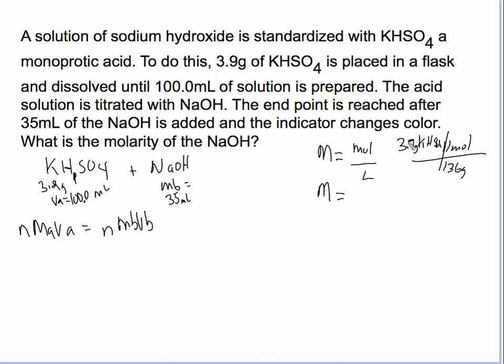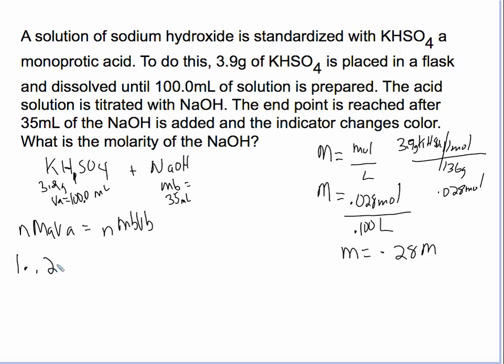So if you take 3.9 times 1 divided by 136, you get about 0.028 moles. Then you'll plug in 0.028 moles and divide that by 100 milliliters, but we have to change that to liters. So that's going to be 0.100 liters. So we end up getting the molarity of that to be about 0.28 molar.